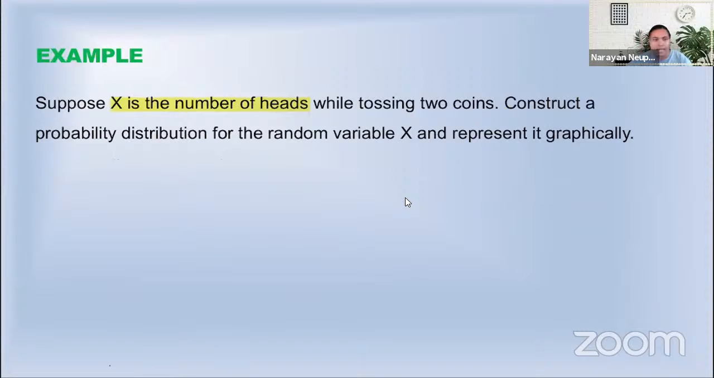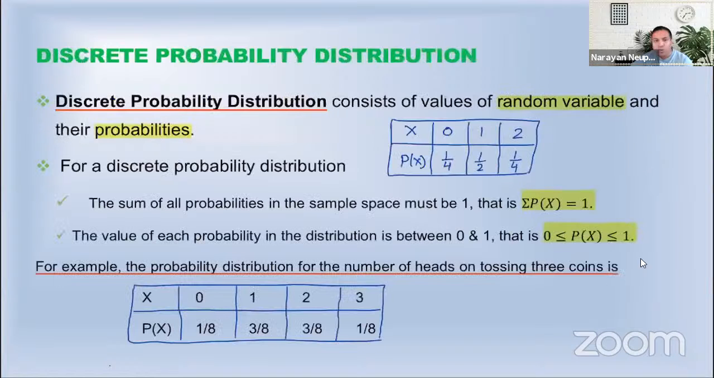Okay, let's take an example now. Suppose X is the number of hits while tossing 2 coins, the same example that I was talking about before. Construct a probability distribution for the random variable X and represent it graphically. So we are asked to make this probability distribution.